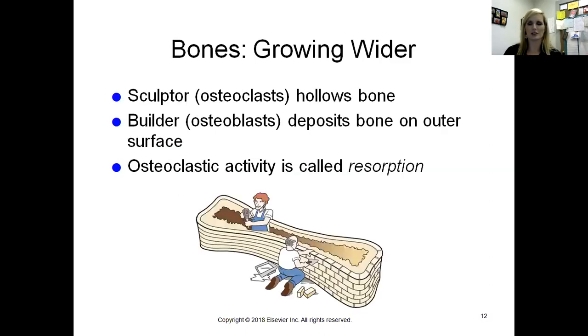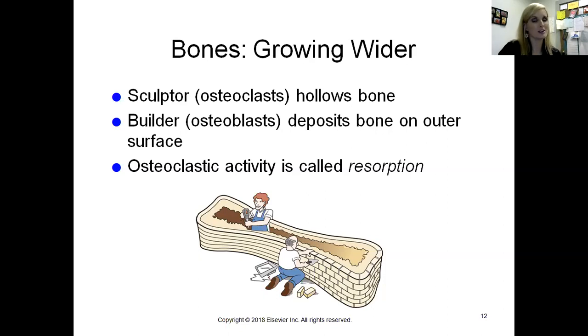Here's that next picture I was telling you about. Bones also grow wider. So osteoclasts are the sculptors. They're the ones that hollow out that bone tissue, whereas our osteoblasts are the builders. I remember the difference between these two words because the B for blasts represents B for builders, if that helps. So osteoblasts are the ones that deposit bone on outer surfaces. Osteoclastic activity is referred to as resorption. So think of it as tearing down that old bone tissue and replacing it with something new. That's what that resorption represents.